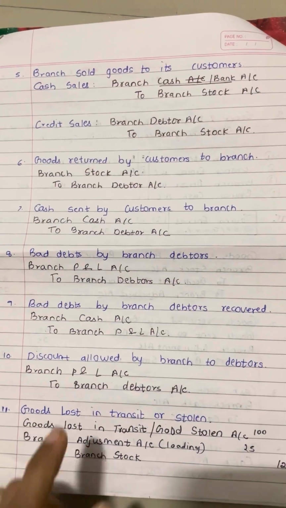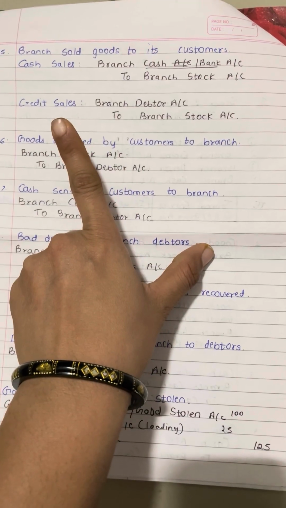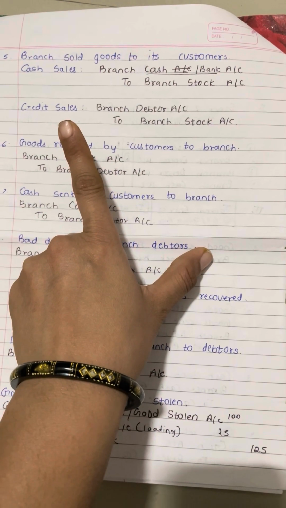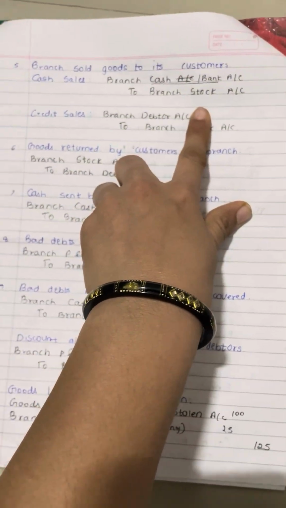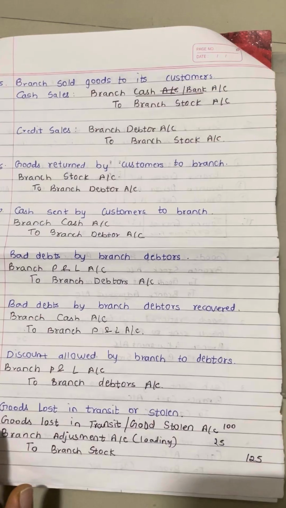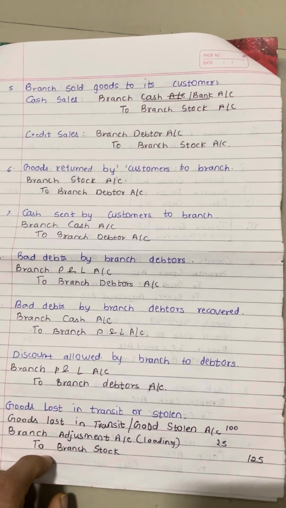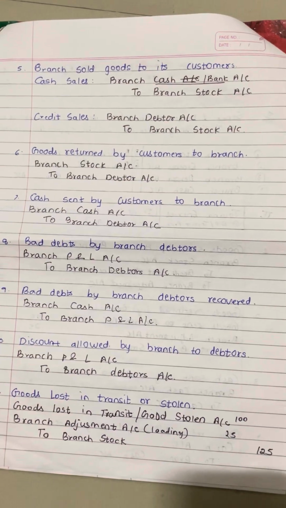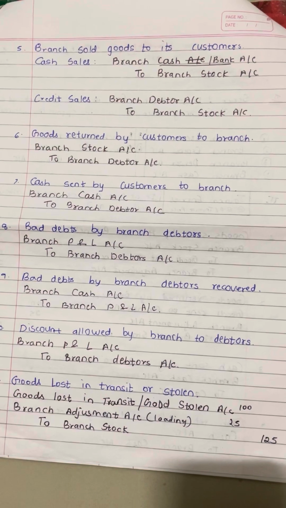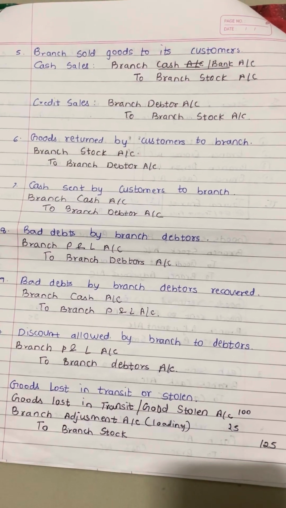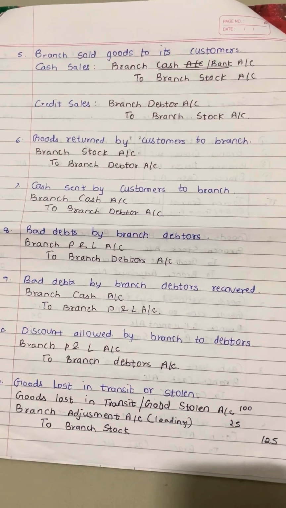Fifth entry is when branch sold goods to its customer. Then the entries that head office will make in its books of account will be branch cash/bank account to branch stock account. Remember, these entries are made by head office in books of head office on behalf of branch. When branch makes credit sales, then what entry will be written? Branch debtors account to branch stock account. Goods returned by customer: branch stock account to branch debtors account. When cash is sent by customer: branch cash account to branch debtors account.